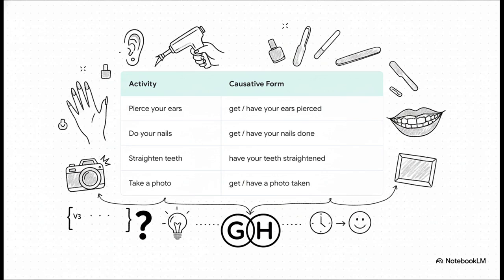And the absolute best part, questions and negatives just follow normal English rules. You use do, does, did, or will. Like, where did you get your hair cut? The main causative pattern, thing, then V3, always stays exactly the same.